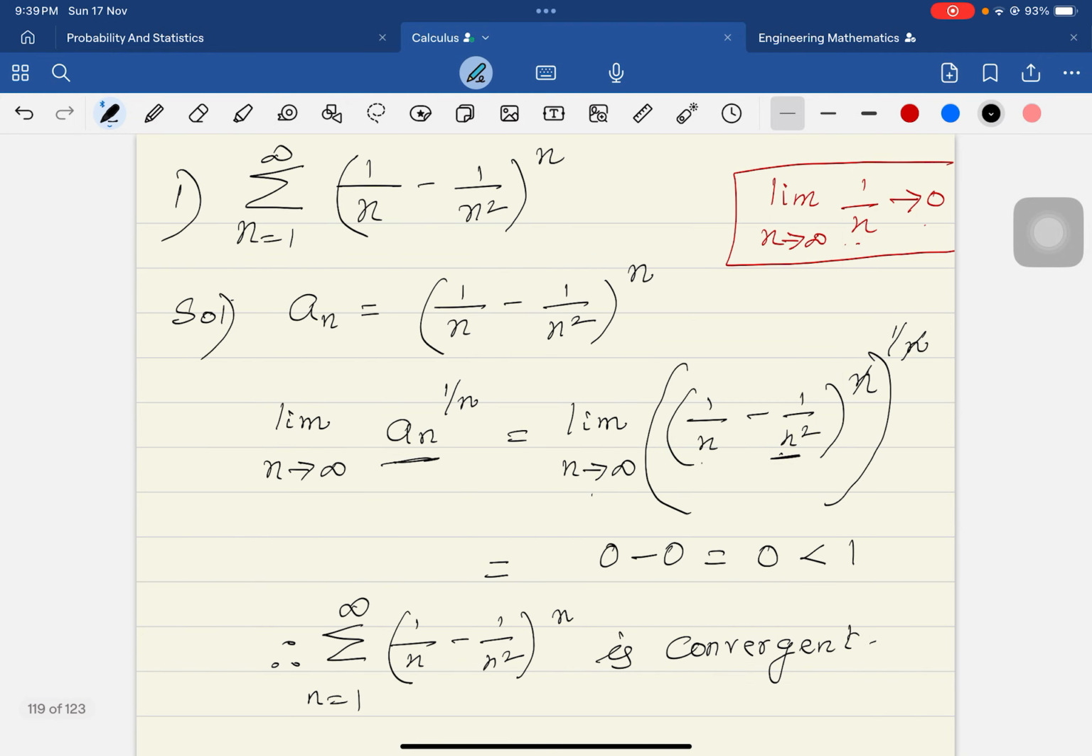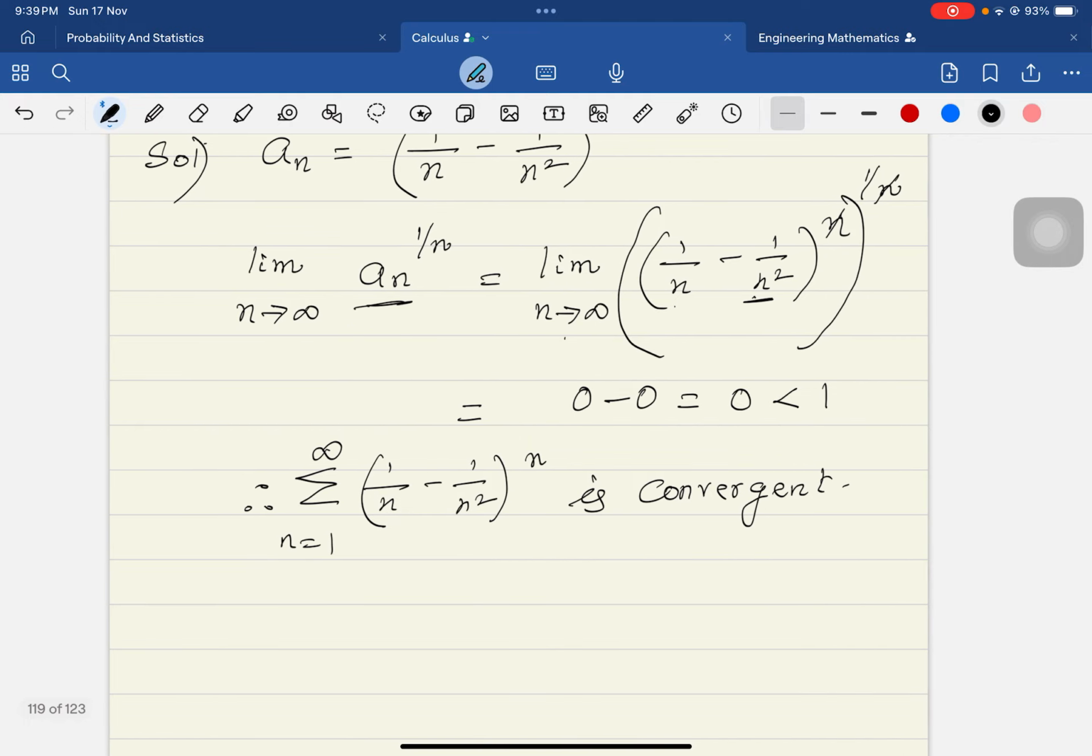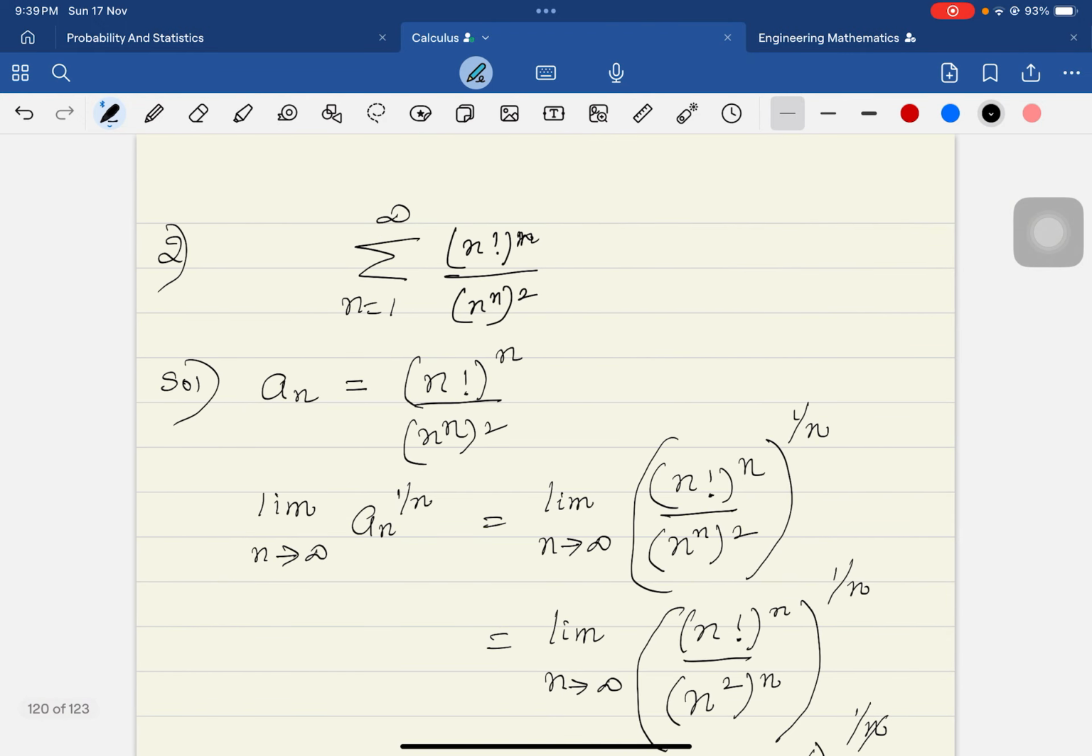So these two problems we have done. This explains about the convergence and the divergence also. I hope it's clear. So this is what is called the root test.